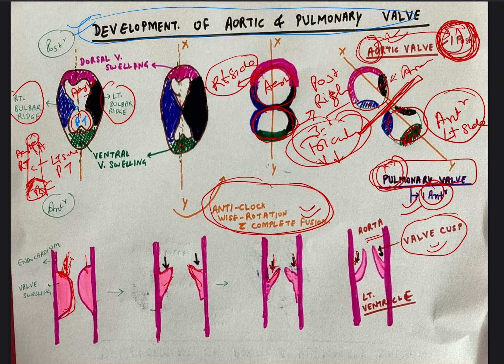If this is the aorta, if we assume this is the left ventricular cavity and this is the aortic cavity, then the aorta has one posterior wall, and here are two anterior walls. Okay, friends, this posterior cusp develops from this posterior valve swelling, while these two anterior valve cusps develop through the right and left half bulbar ridges.